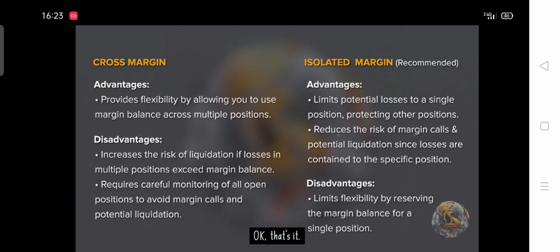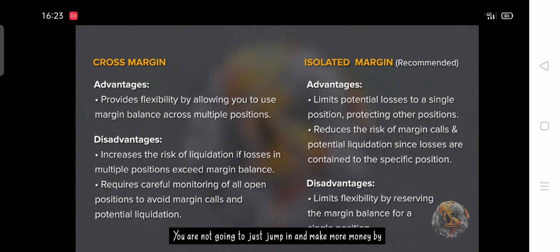Okay, that's it. This is the leverage lesson. It covers everything you could possibly want to know from start to finish. Please, please, please rewatch it, take notes as many times as you need to. This is a super important concept to understand. You are not going to just jump in and make more money by using leverage. That is not what leverage is for.